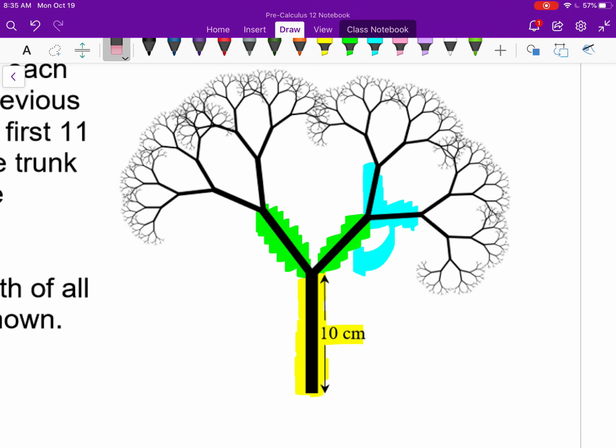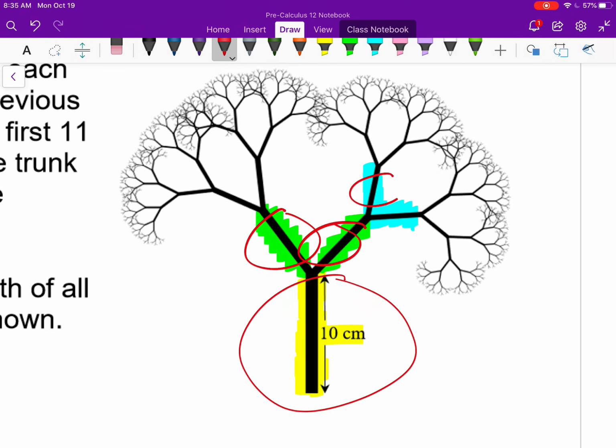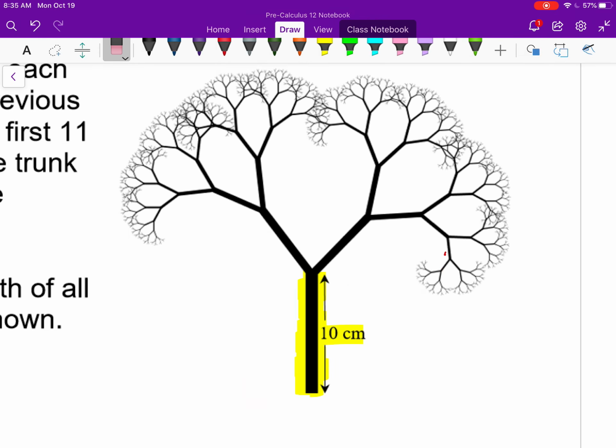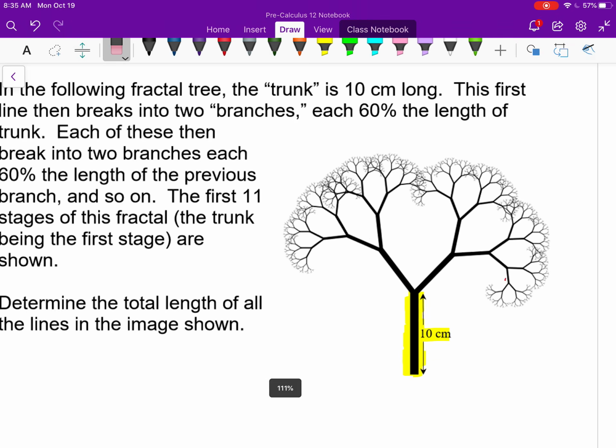A fractal is a geometric pattern, a visual pattern that can go on forever. What you see here are the first 11 stages of the fractal, where the trunk is stage 1. These are stage 2, stage 3, 4, 5, 6, all the way to 11. So that's the setup. Everything I did is just read out what you have in words here.